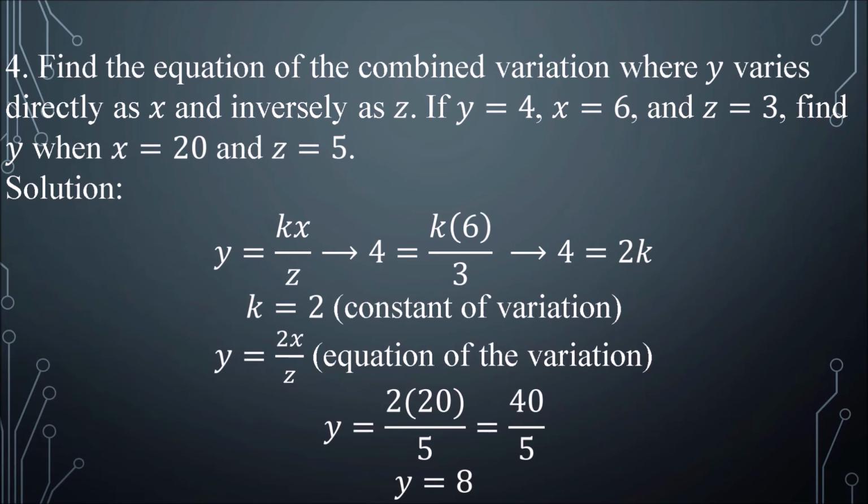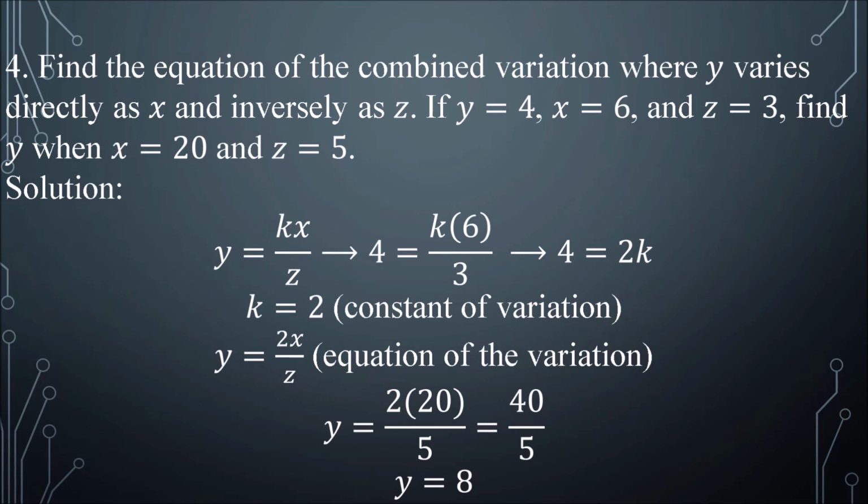4 must be substituted to y, so 4. And then 6 to x, so that is 6. And then 3 to z. After that, we simplify. 6 divided by 3 is 2. So k times 2 is 2k. 4 is 4, so 4 is equal to 2k. In order to get k, we need to divide both sides by 2. So 4 divided by 2 is 2. So that will be our constant of variation.